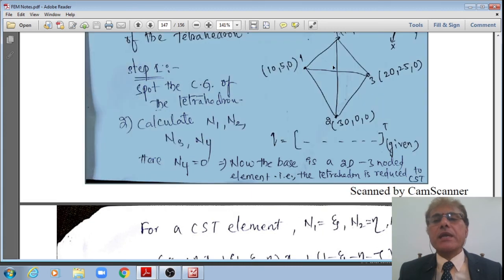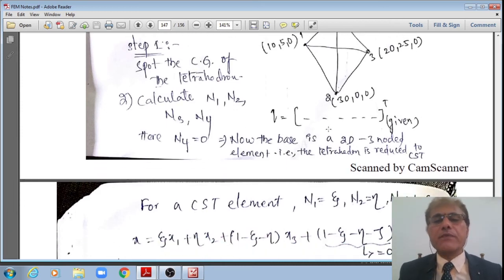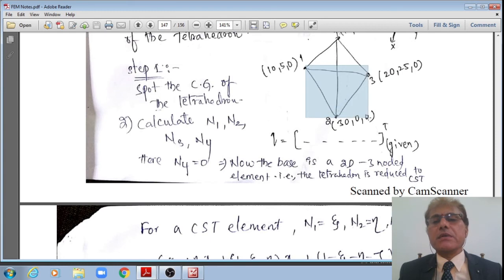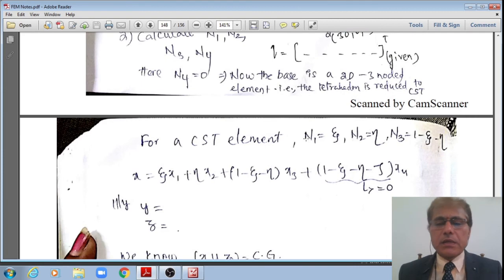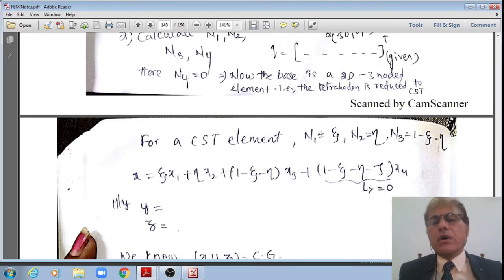If that point is in between any one of these planes, then n4 will also be there, right. Because now we have just taken this triangle 1 2 3, that 3D 4 noded tetrahedra has reduced to a 2D 3 noded triangular element like this. Then obviously I know the shape functions of the first, second and third nodes.